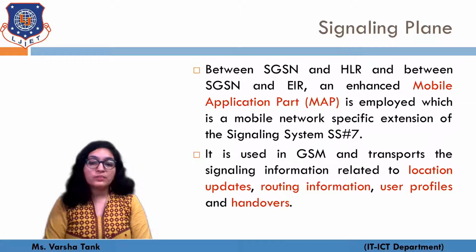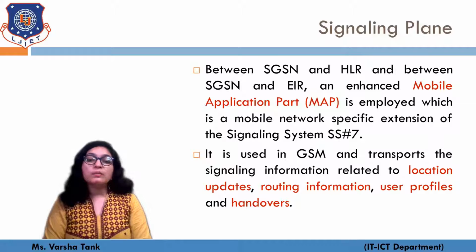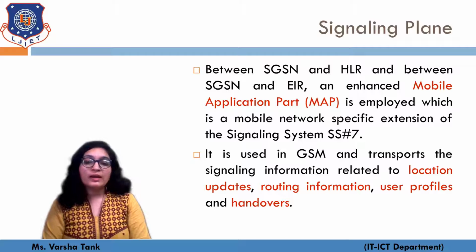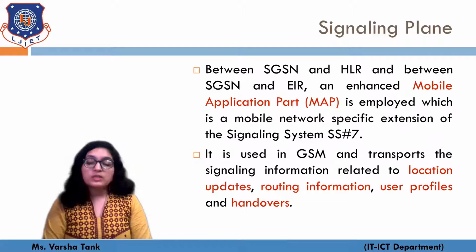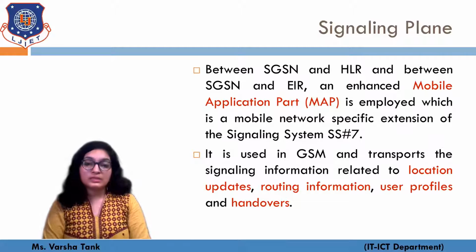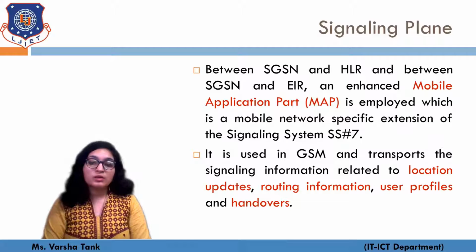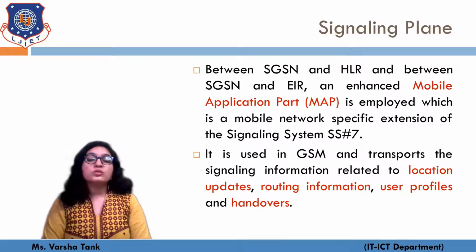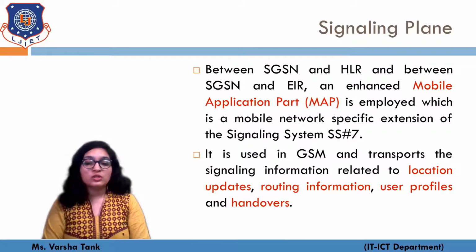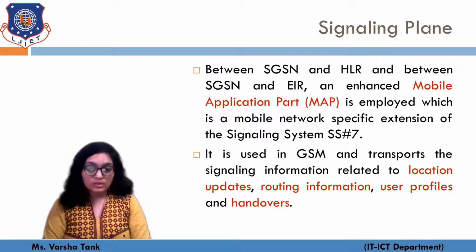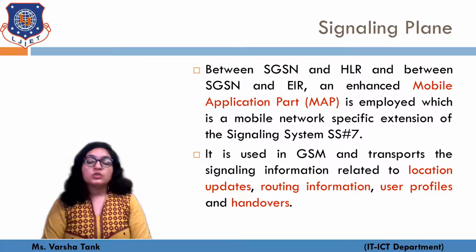Now let's have a look at the signaling plane. The signaling plane is between SGSN and HLR, and between the SGSN and EIR, and the enhanced mobile application part. The signaling plane uses a signaling system that is the extension of the signaling system SS7. This SS7 is a channel that provides the signaling plane. It is used in the GSM and transports the signaling information related to location update, routing information, user profiles and handovers. So whenever we are considering the signaling plane, we should provide this type of information.